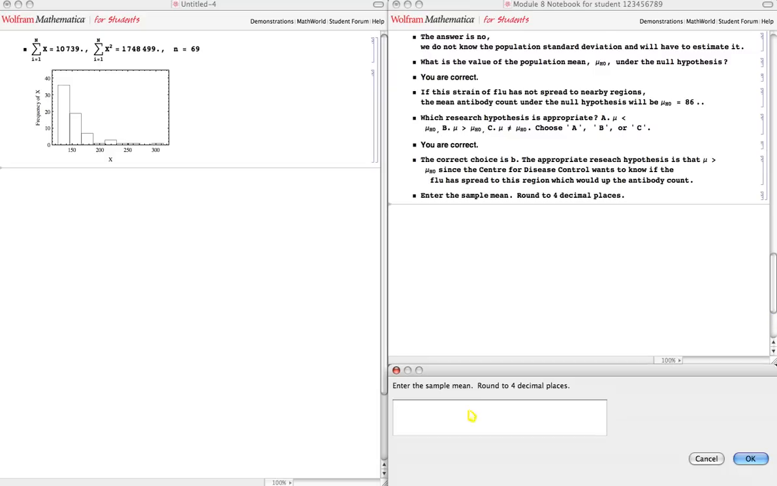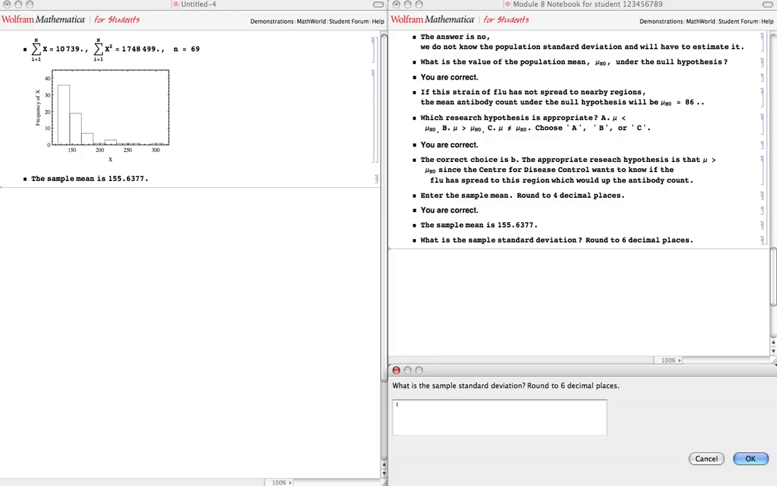Enter the sample mean. To get the sample mean, simply divide the sum of all scores by the number of scores. So 10,739 divided by 69. Okay, and up to 4 decimal places, that's 155.6377.